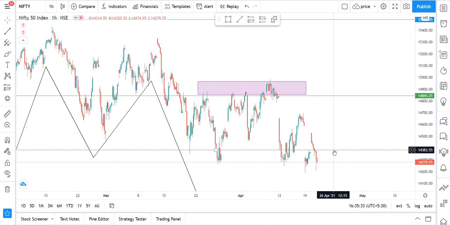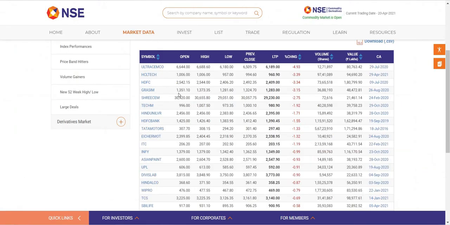And on the long term view also, we have talked about the long term view in the previous video, and I am bearish in that also. So these are my expectations. Now let me show you who are the top index gainers and losers.